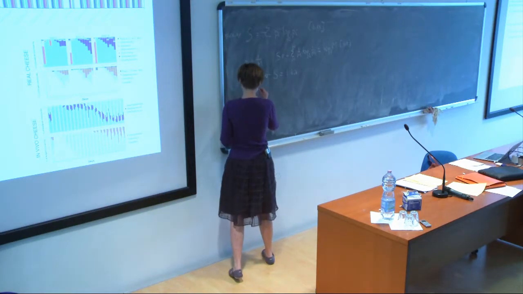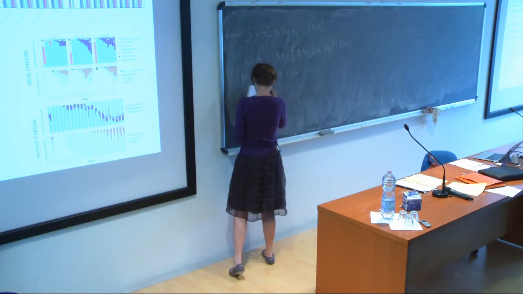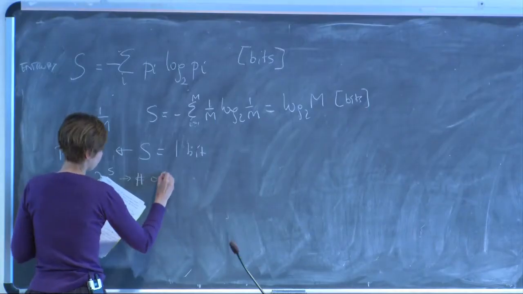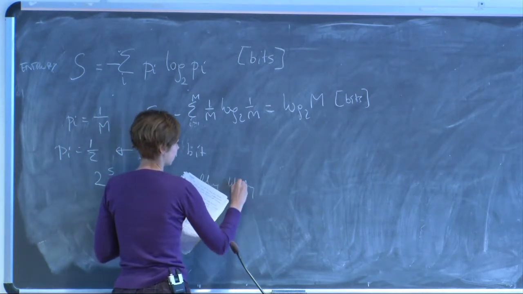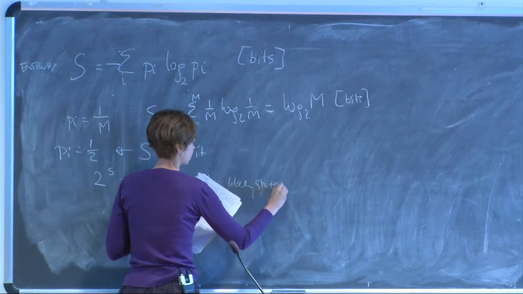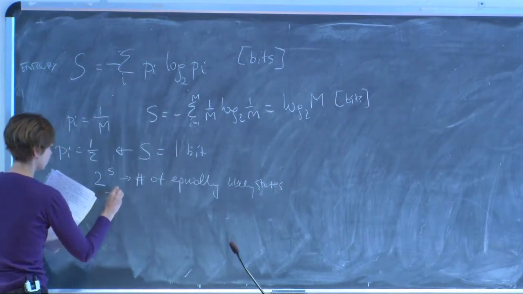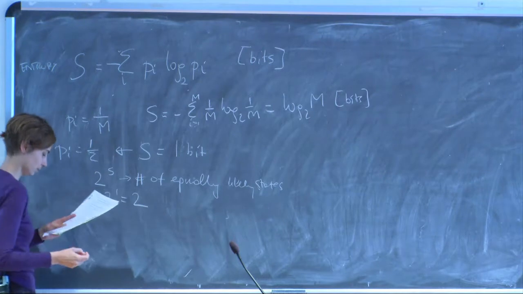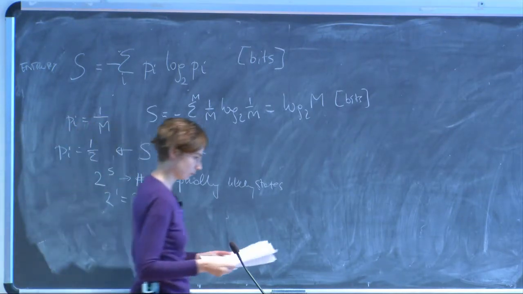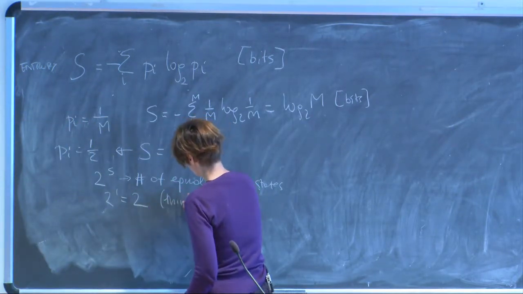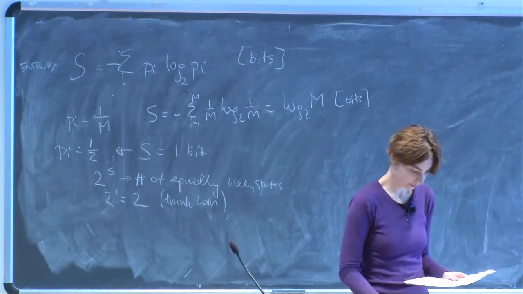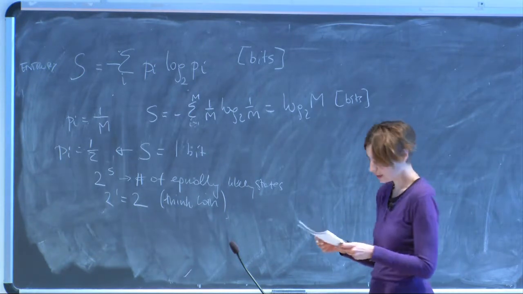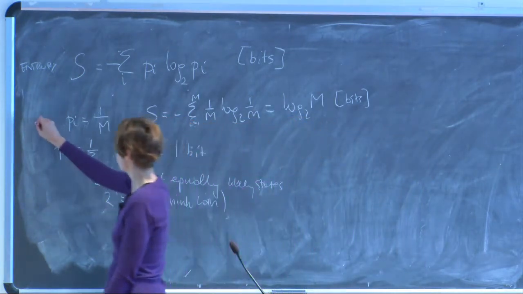Because the interpretation of it is 2 to the S, is the number of equally likely states. Okay, so 2 to the 1 is 2. Think coin. Okay. So then we can do another case.